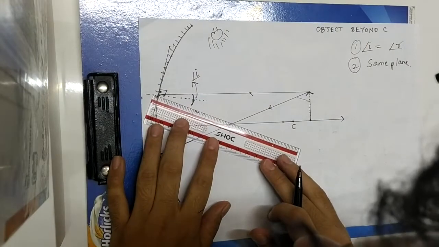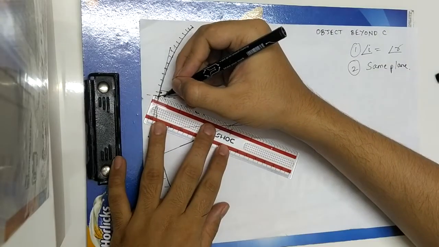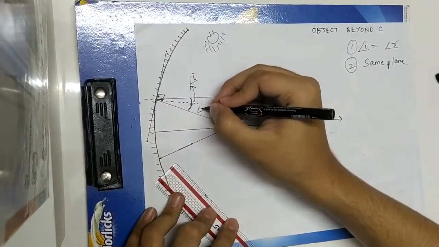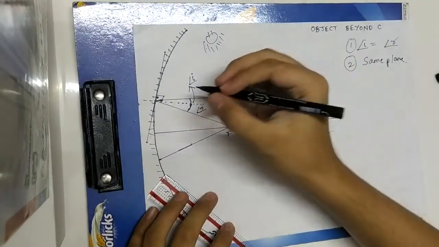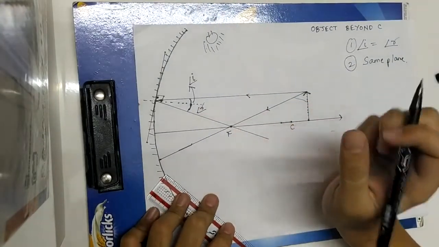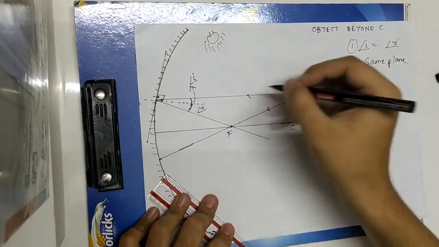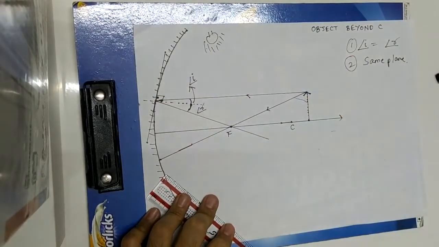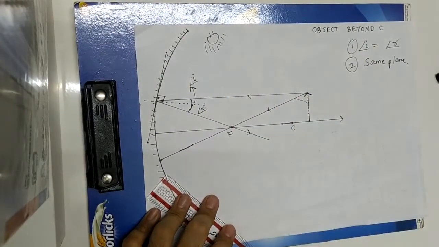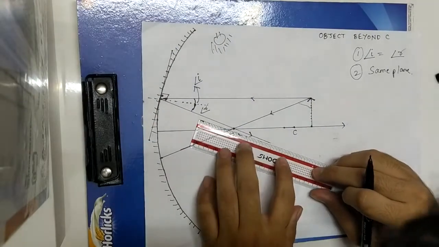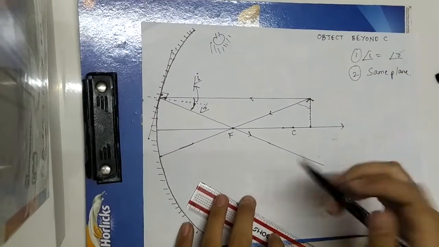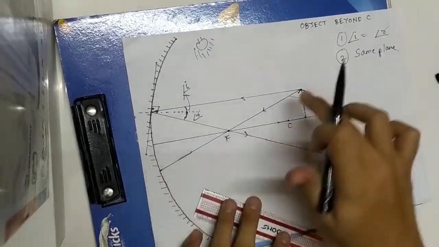So the angle of reflection, approximately these two are the same, and they are meeting at the focus. Okay, so now this ray has come and reflected here. Where is this ray going to be reflected? Let us complete this ray completely. Okay, now where is this ray going to be reflected?